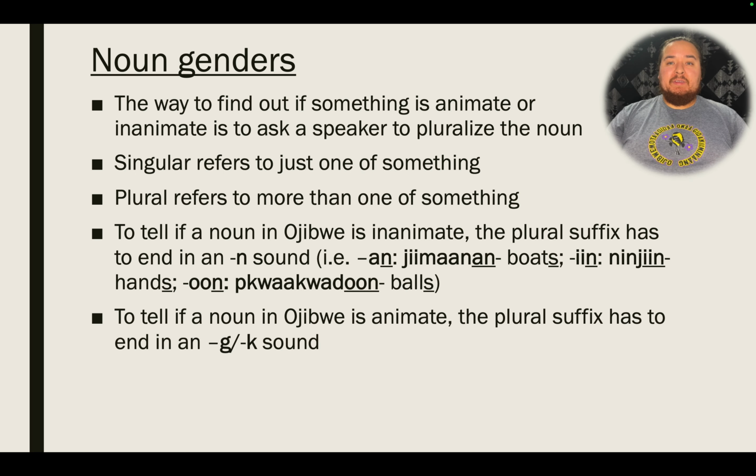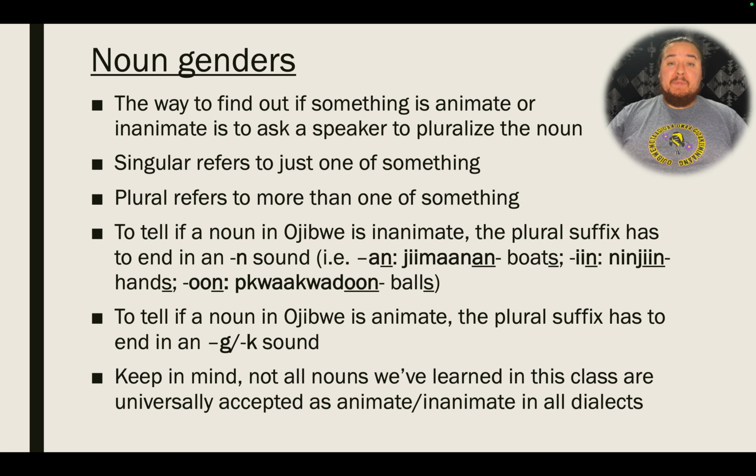To tell if a noun in Ojibwe is animate, the plural suffix has to end in a G or K sound. So keep in mind, not all nouns we've learned in this class are universally accepted as animate or inanimate in all dialects.